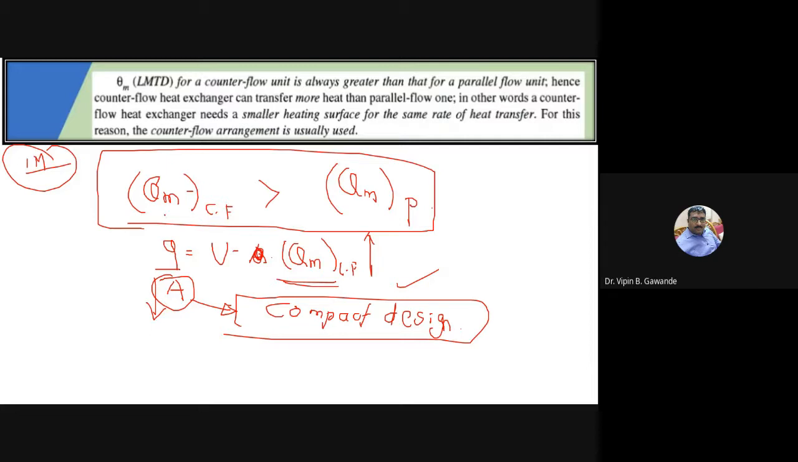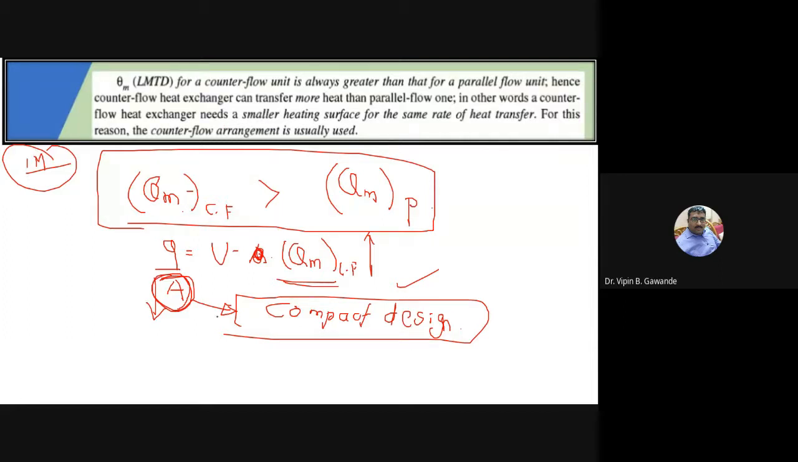What is the significance of this LMTD value for a counterflow heat exchanger? For a counterflow heat exchanger, the LMTD value is greater than that of the parallel flow heat exchanger. So the area is less. Okay, so it is less. We have to use the lesser area for the counterflow heat exchanger.